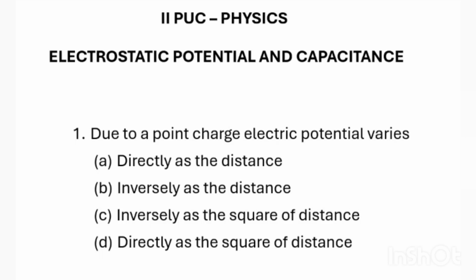Important multiple choice questions from 2nd PU Physics, chapter Electrostatic Potential and Capacitance. Question number 1. Due to a point charge, electric potential varies.